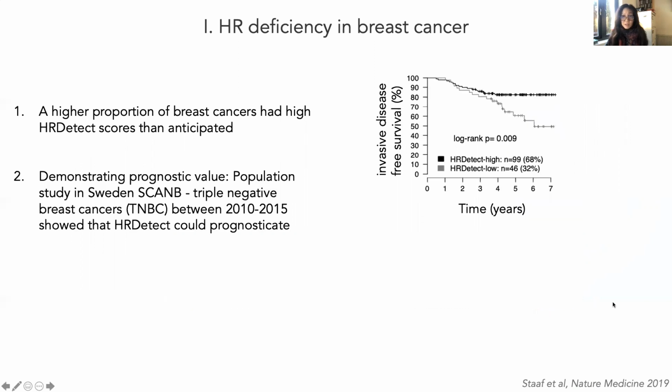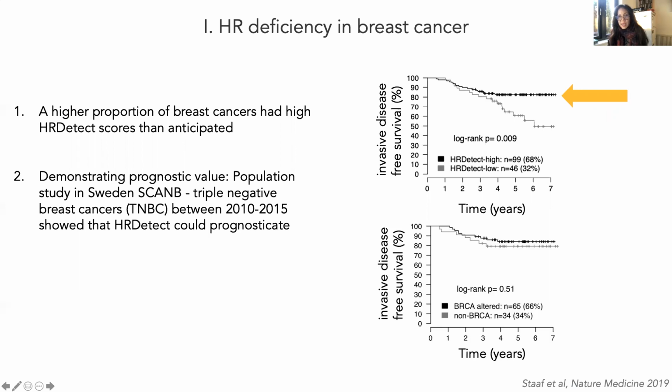The question is, does it matter? And we think it does. For in a separate study on triple negative breast cancers, HRDetect was shown to be able to prognosticate, with high HRDetect scoring cases showing better outcomes on standard of care therapy. And this was irrespective of whether we found the genetic or epigenetic cause for the signatures. So the group highlighted by the yellow arrow has been split in the Kaplan-Meier plot below into those with BRCA1/2 drivers that we could identify, in black, versus those that we couldn't identify a driver in, in gray. And as you can see, there's no difference in outcomes between those 2 lines. So HRDetect was able to prognosticate even when you couldn't find a driver.